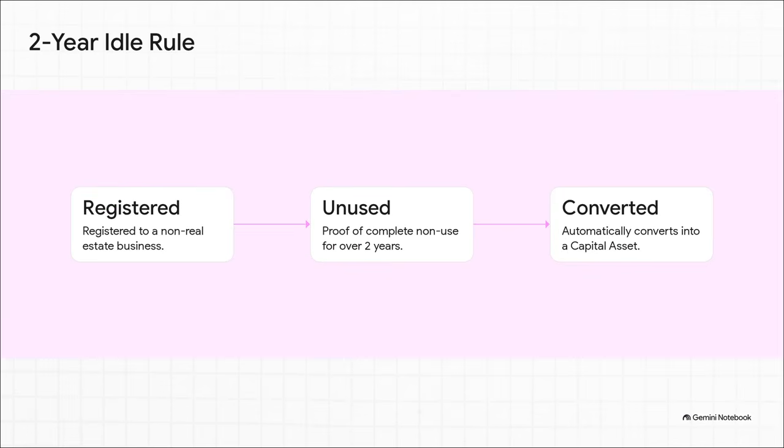But hey, what happens when an asset just gets tired? Let's say a business, specifically a non-real estate business, has real property it just stops using. If you can prove that property has been completely idle, completely unused in business for over 2 years prior to the transaction, the tax code actually auto-reclassifies it. It magically transforms right from an ordinary asset into a capital asset.